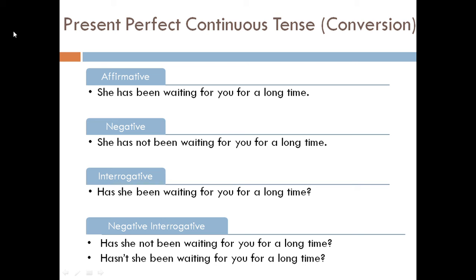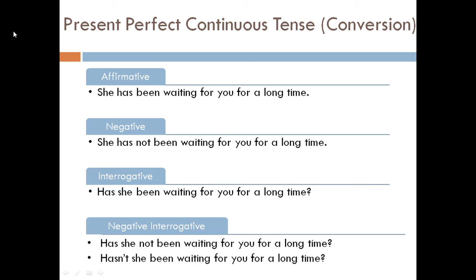She has been waiting for you for a long time. Negative: she has not been waiting for you for a long time. So after has or have, we add not. So here we have added not after has. Interrogative: has she been waiting for you for a long time? Has or have plus subject plus been plus first form of verb plus ing plus object. So this is the rule that we have applied here.